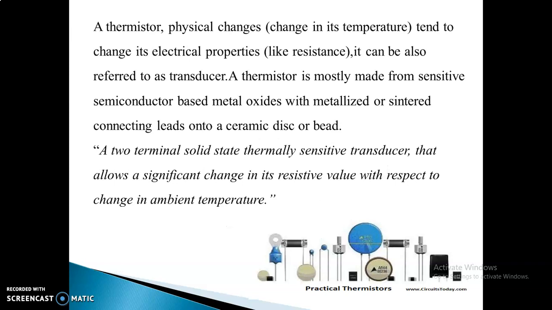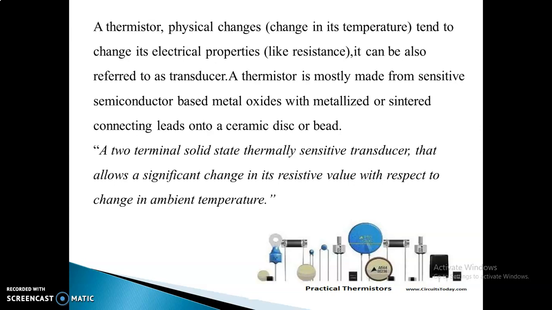There is a physical change, and the physical change we call temperature. When the device is heated, because of the temperature, the electrical property of the device, that is nothing but its resistance, also changes. So a physical quantity is getting changed into an electrical one. That is the reason the thermistor comes under transducers. We call the thermistor a temperature transducer, because physical energy is getting converted into electrical energy.